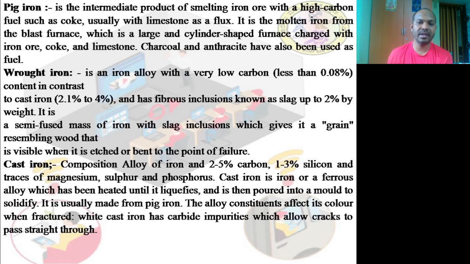Cast iron is an iron or ferrous alloy which has been heated until it liquefies and is then poured into molds to solidify. It is usually made from pig iron. So cast iron and wrought iron have been extracted with the use of pig iron. The alloy constituents affect its color when fractured. White cast iron has carbide impurities which allow cracks to pass straight through.